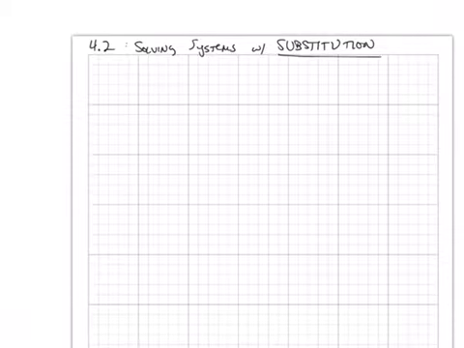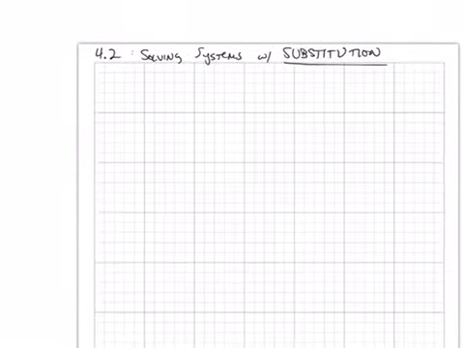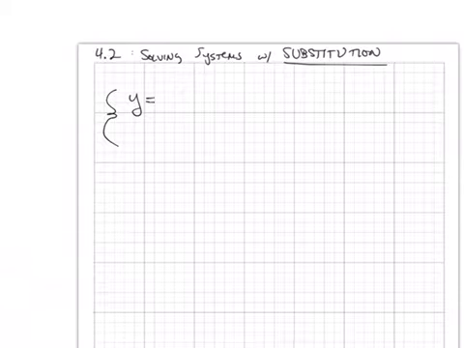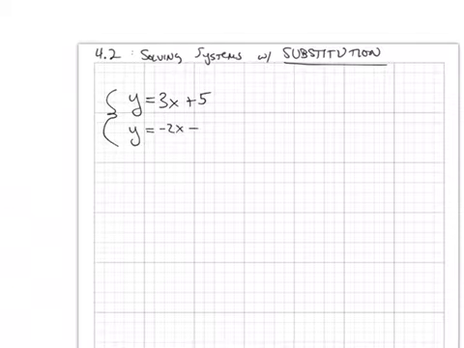So let's take, for example, the following system of equations. Let's try that again. y equals 3x plus 5, and y equals negative 2x minus 1. Rather than make you go through the entire process, why don't I go ahead and just upload a graph of this system of two equations.